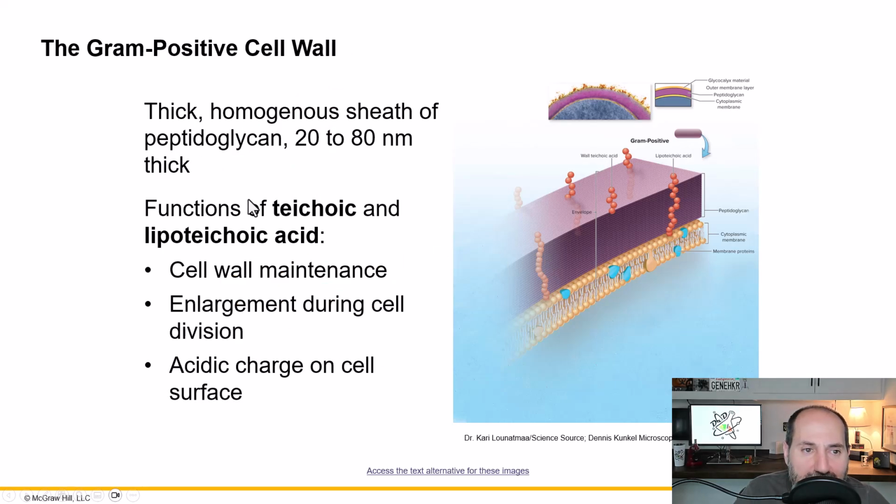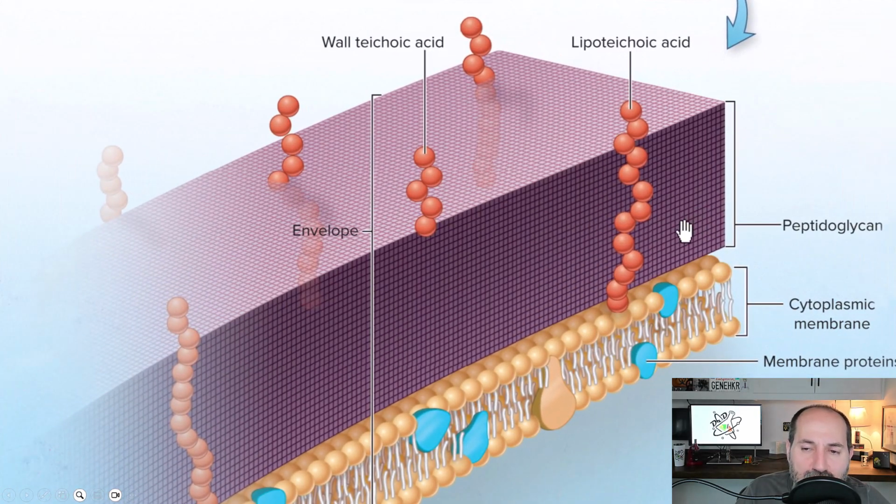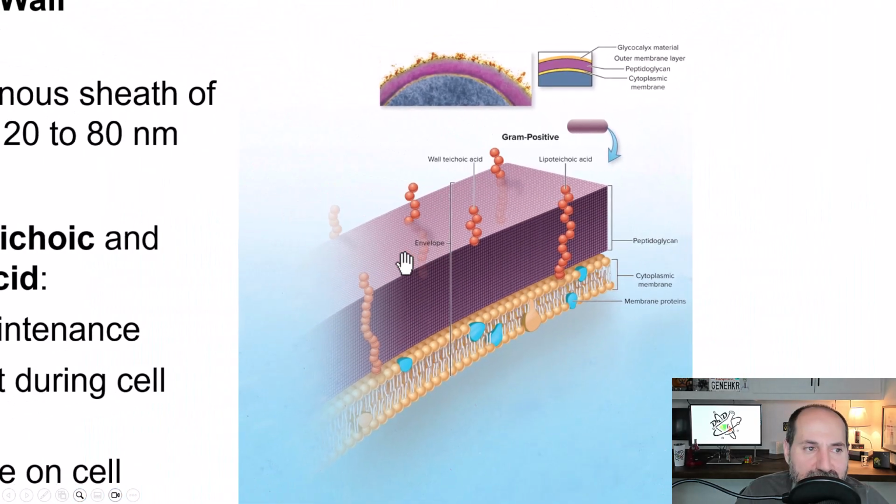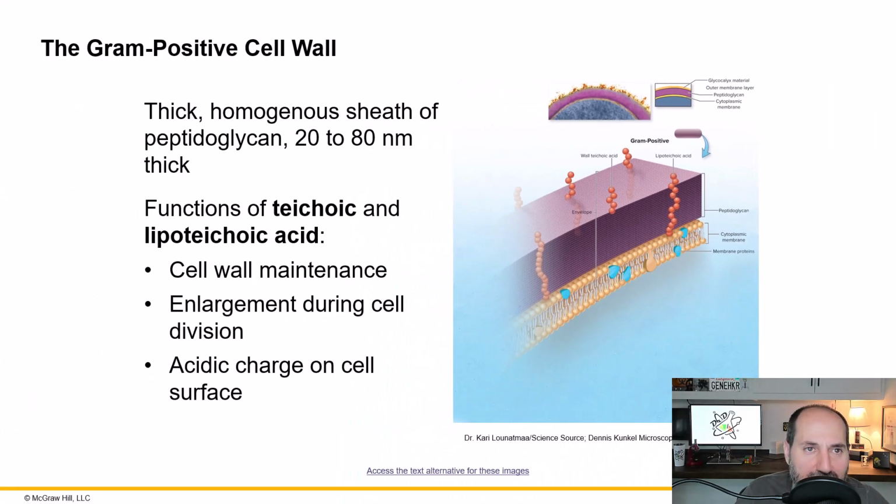And remember the gram-positive cell wall? What do you need to know about that? It includes teichoic acids, lipoteichoic acids, which help to maintain the cell wall and provide an acidic charge on the cell surface. But essentially, what is a gram-positive cell wall? You have your plasma membrane or cytoplasmic membrane, and you have a thick layer of peptidoglycan with those lipoteichoic acids. Okay, that's what we have in a gram-positive cell wall.